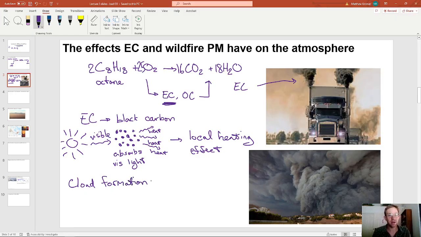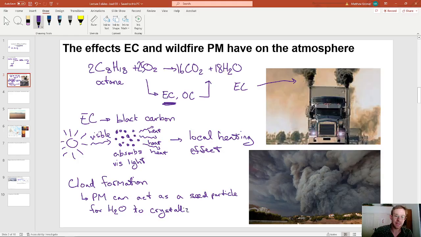I had an image in the previous lecture when I was talking about pyrocumulonimbus clouds. It showed clouds and precipitation resulting from wildfire smoke. And the reason here is that particulate matter can act as, we'll call it a seed particle. That's one way to call it. For H2O to, we'll say, crystallize on. I'll explain what I mean by this definition in a second. I realize there's kind of a lot of jargon in it. And this ultimately leads to clouds, because that's what clouds are, right? It's like suspended water in the air.